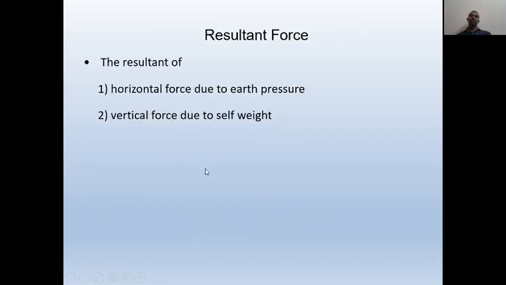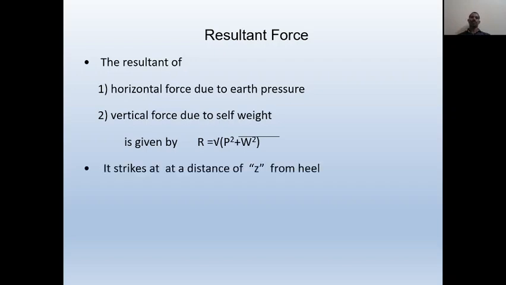Now we have a resultant force. We have two forces, one horizontal and one vertical, and from these two forces we have a resultant which will be equal to R is equal to under root of P square plus W square. It strikes the base at a distance of z from the heel. So z is given by x bar plus b by w into h by 3, and then we have eccentricity.